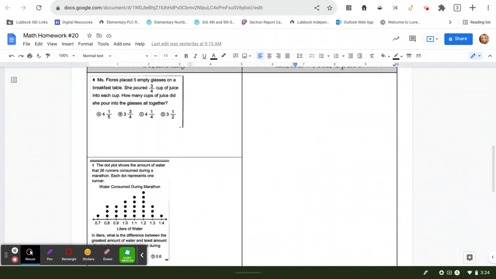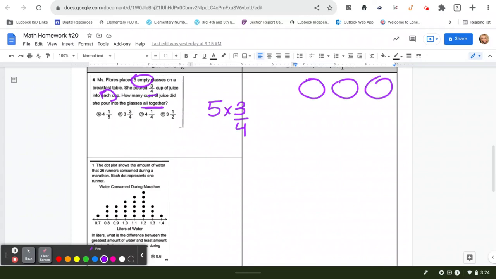And Thursday, here we go. Almost done. All right, Miss Flores placed 5 empty glasses on a breakfast table. She poured 3/4 cup of juice into each cup. How much juice did she pour all together? Okay, we're multiplying here. I have 5 cups, and each cup is going to get 3/4. So this cup, and this cup, and these 2 also.